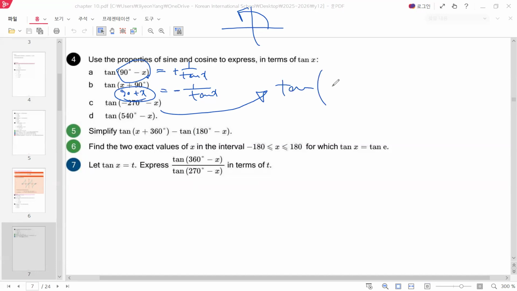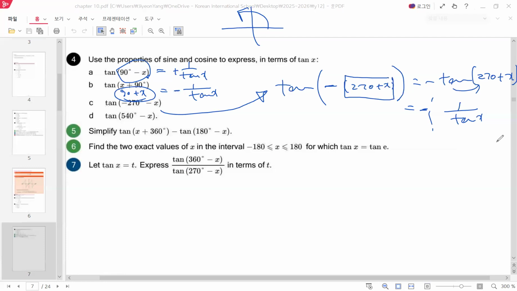This one is again tricky. If I were you, I am going to move the negative sign to the front first. So negative 270 plus x. Do you understand? Then tangent of a negative chunk is going to be negative tangent chunk. Okay, and then minus, firstly reciprocal, 1 over tangent x, and then yes, because it's fourth quadrant. Can you see that? So you should write down minus. Then minus minus becomes plus. The 1 over tangent x is the answer.